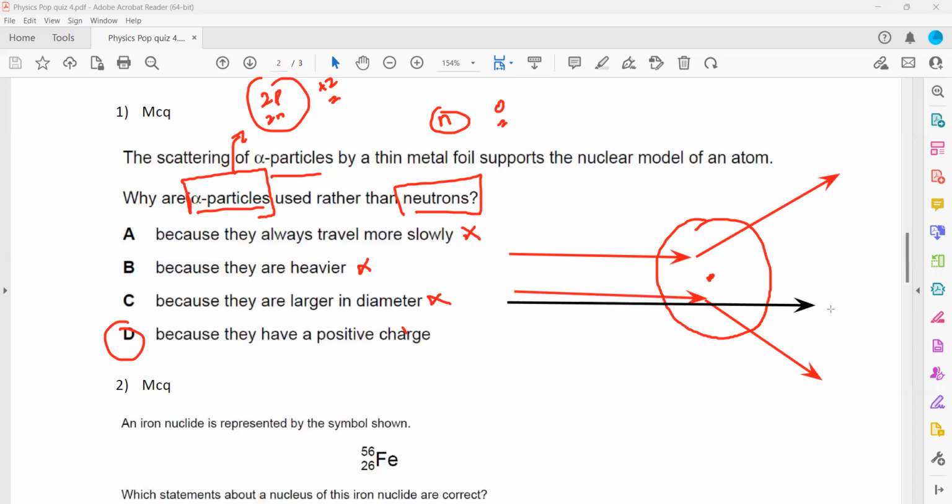A neutron is neutral, so it will not experience any repulsion from the nucleus as it does not have any charge, so it won't change direction. So the main purpose of using an alpha particle compared to a neutron is that alpha particles are charged, so we can identify whether there is a charge in the nucleus, because if the particle deflects, it means the nucleus has a charge. If the particle does not deviate or deflect, it means the nucleus is uncharged. So we have to use a charged particle here. That's why alpha particles were used.